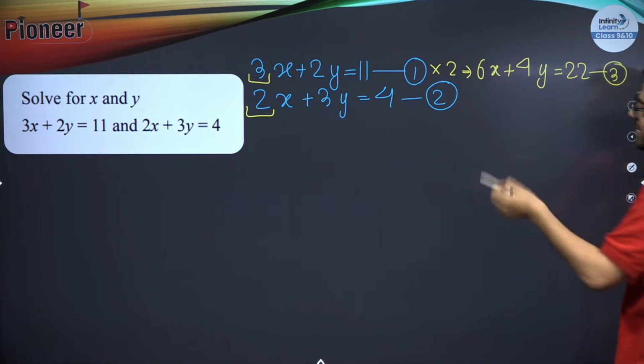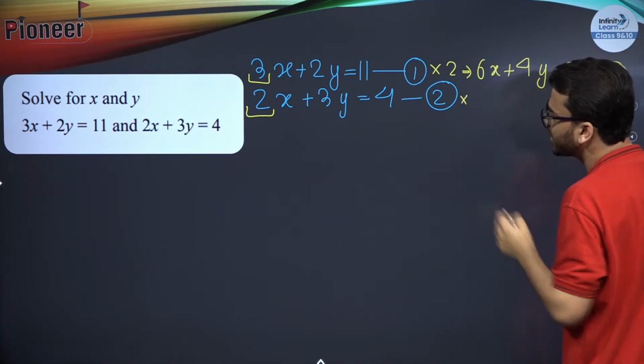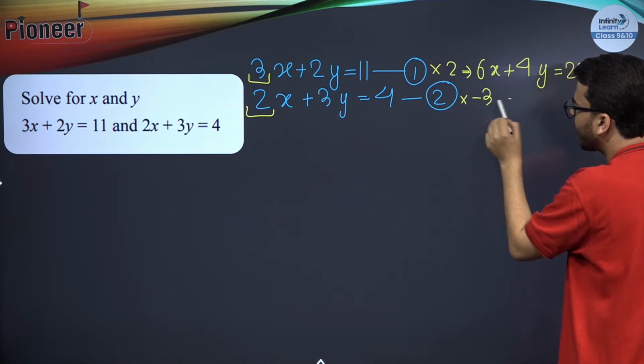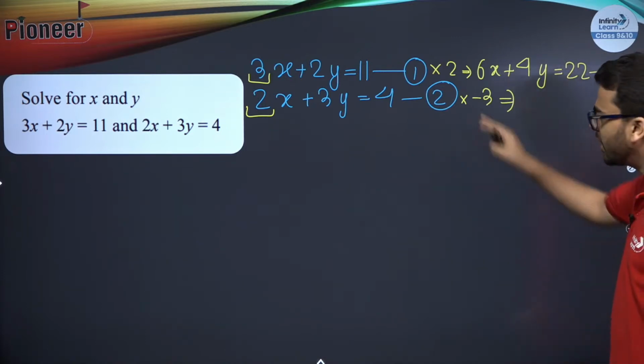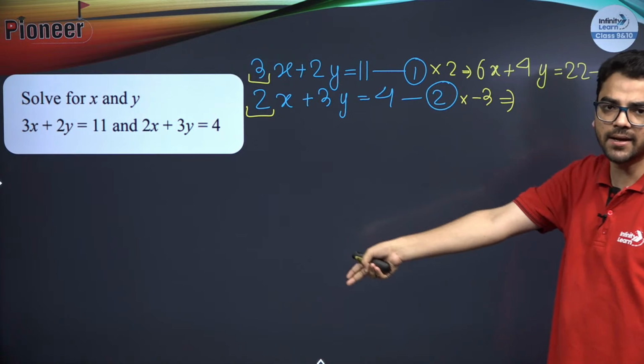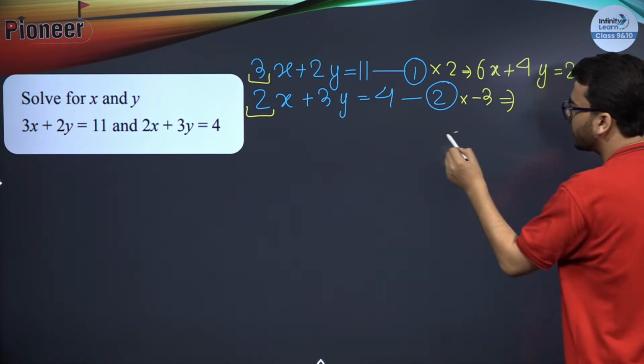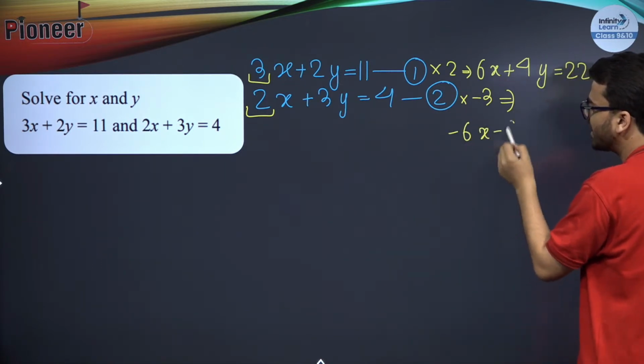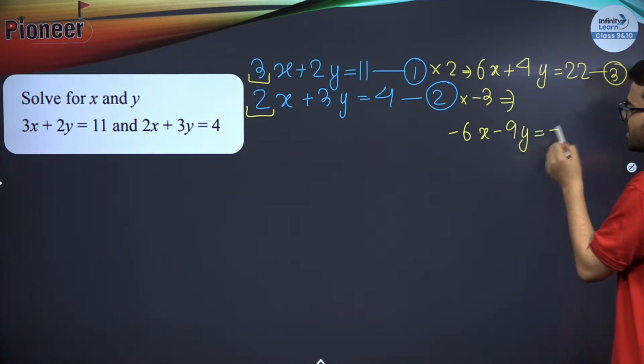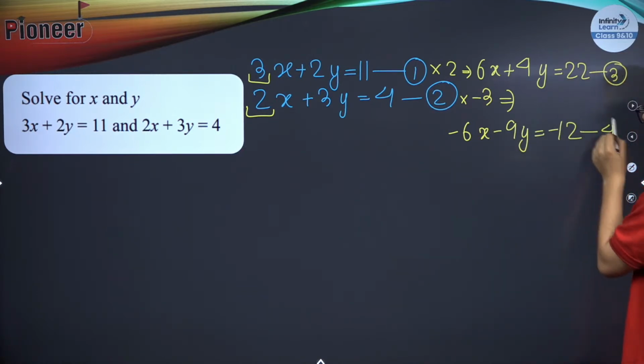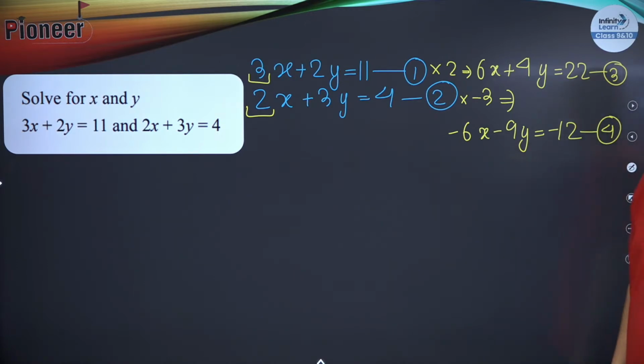Now can I multiply the second equation by minus 3, guys? Can it be done or not? Tell me. I can multiply the second equation by minus 3. That can also be done. So this will give you what? Minus 6x minus 9y is equal to minus 12. This is the fourth equation. Is it clear to everybody in this session, guys? That can also be done.